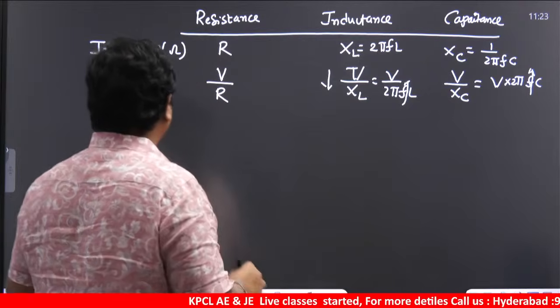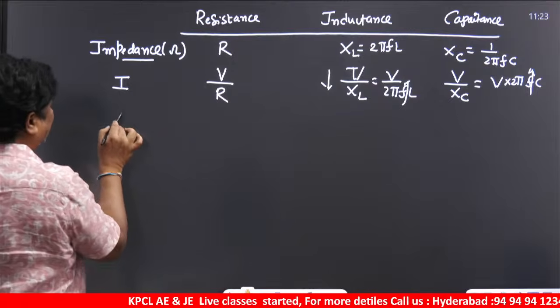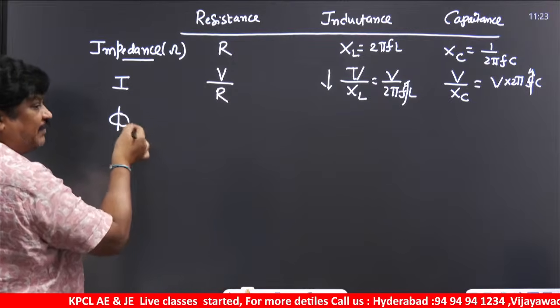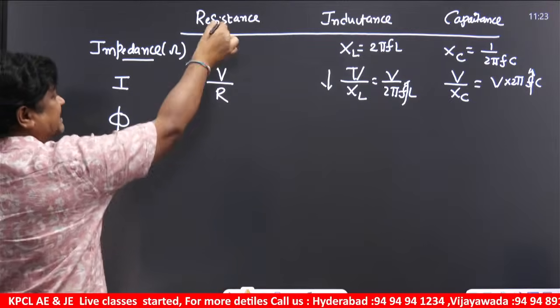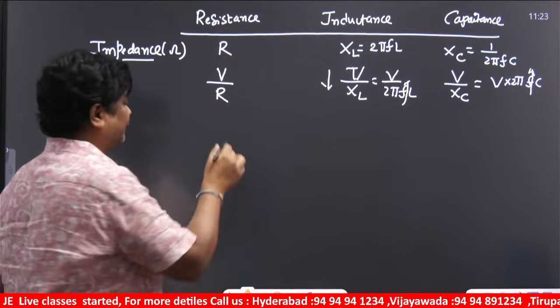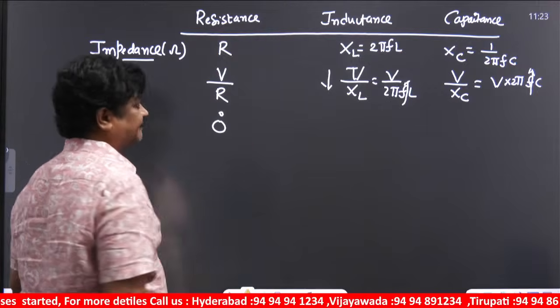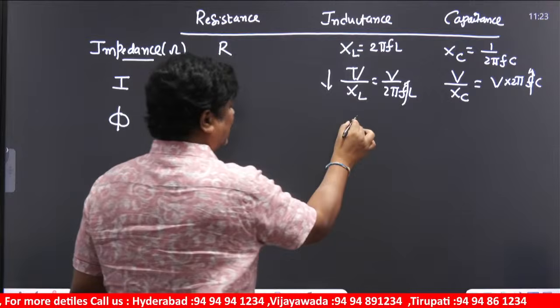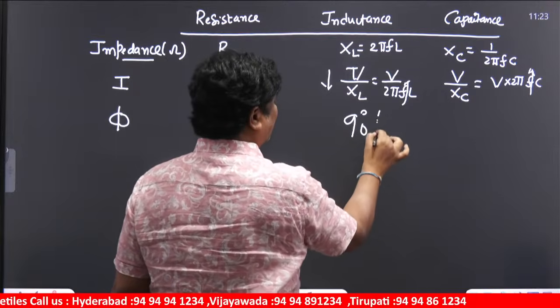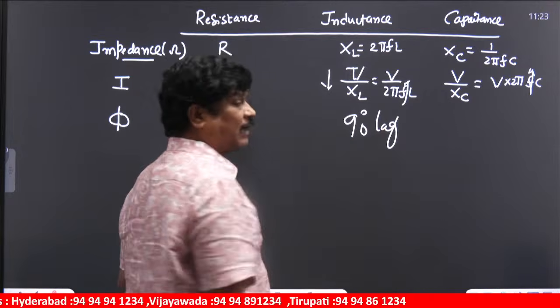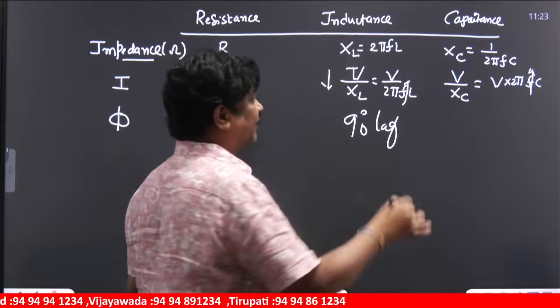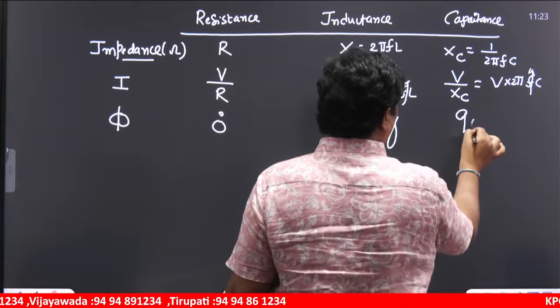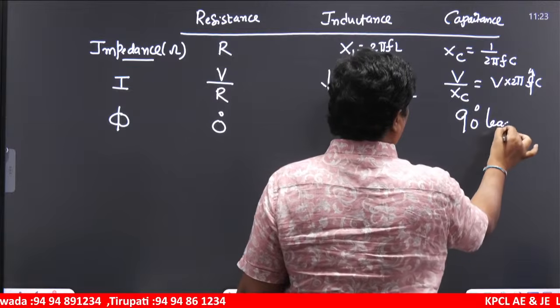Now, what is the angle between voltage and current? How much angle in a resistive circuit? 0 degrees. Here, 90 degrees, and that too the current is lagging. That's why I write it as lag. In a capacitive circuit, it is 90 degrees leading.